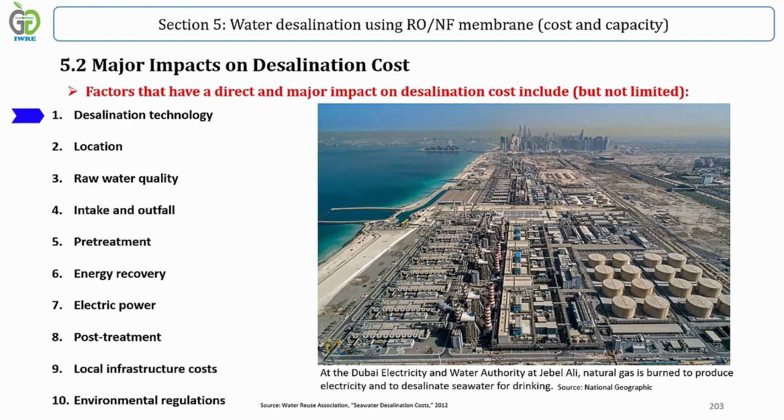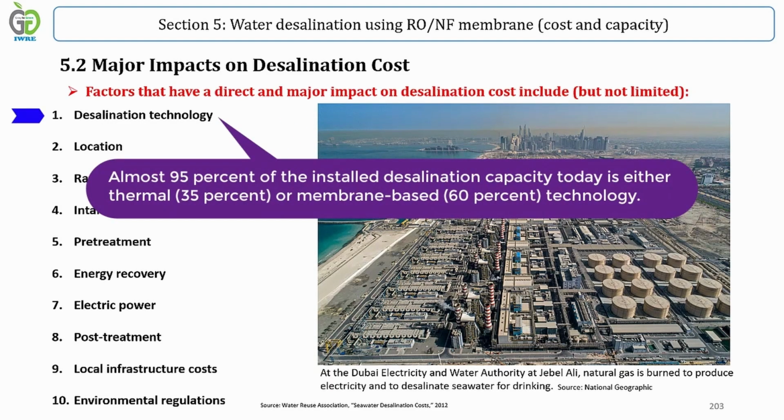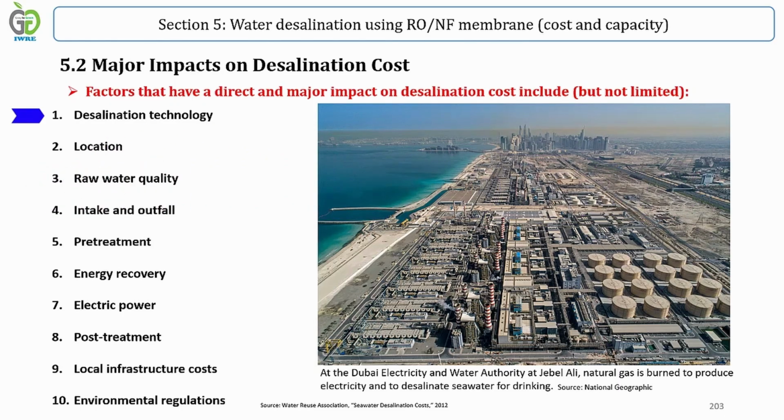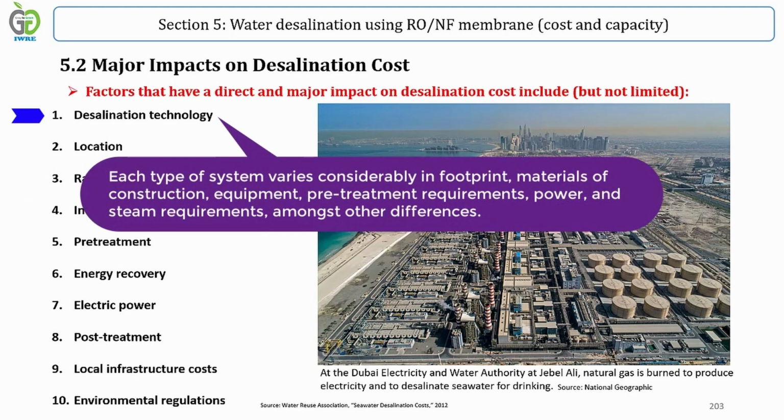Desalination technology. Almost 95% of the installed desalination capacity today is either thermal, around 35%, or membrane-based technology, around 60%. Each type of system varies considerably in footprint, materials of construction, equipment, pretreatment requirements, power and steam requirements, amongst other differences.